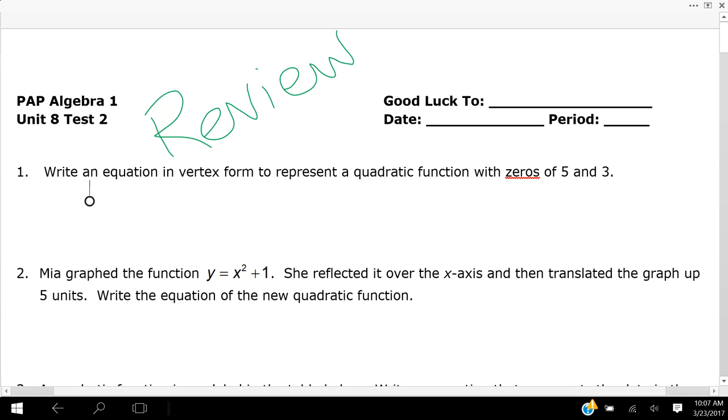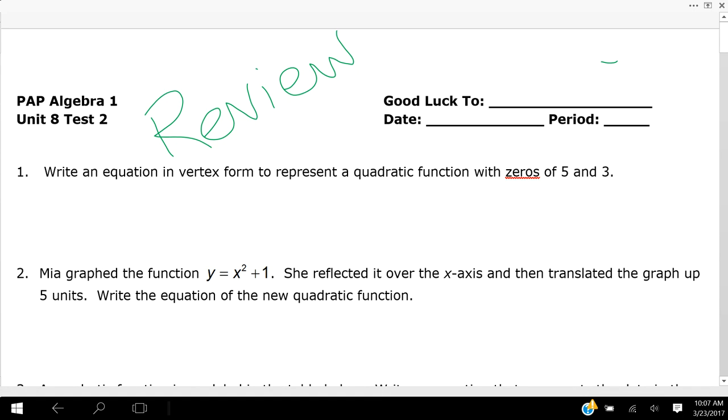Okie dokie. Let's do this test review. It is in fact a review, even though it said test and I wrote review, it's really the review. So let's go ahead and work out number one, which I think is the hardest question probably on the whole thing.